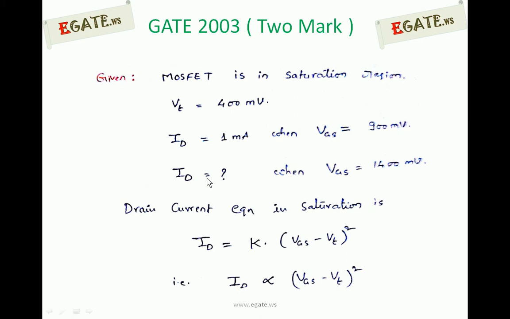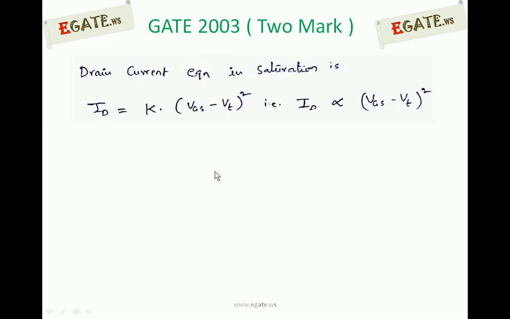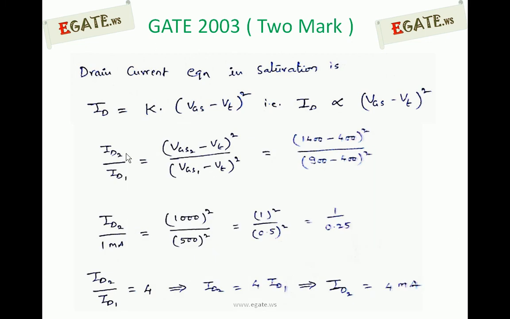So compare these two cases with respect to this equation. We can write ID2 divided by ID1 is equal to (VGS2 minus VT) whole square divided by (VGS1 minus VT) whole square. VGS2 is 1400, VT is 400. VGS1 is 900, VT is 400. So ID2 divided by ID1 is 1000 square divided by 500 square. These are in millivolts, so we write them in volts: 1000 millivolts is 1 volt, and 500 millivolts is 0.5 volts.